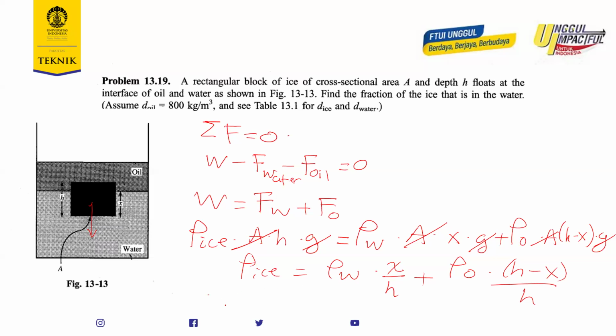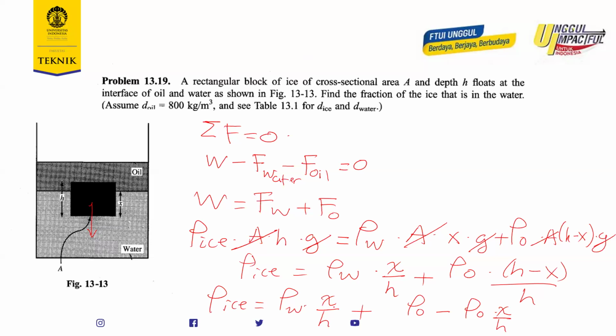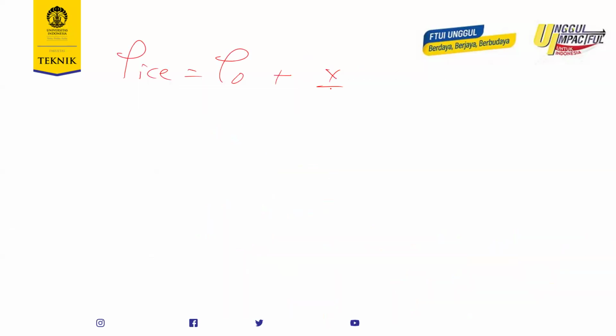So we can write here rho of ice equals rho of water X over H, and then rho of oil minus rho of oil X divided by H. We can write it more simply. For rho of ice, we can move rho of oil here: rho of ice minus rho of oil equals X divided by H times (rho of water minus rho of oil).